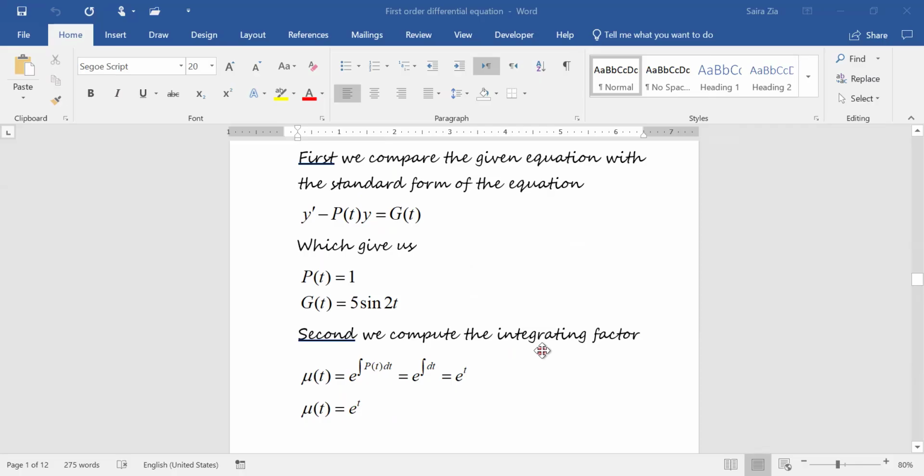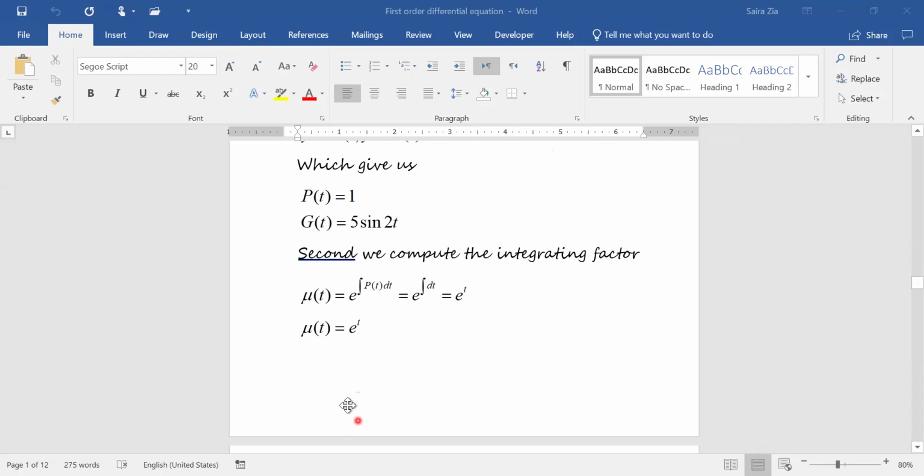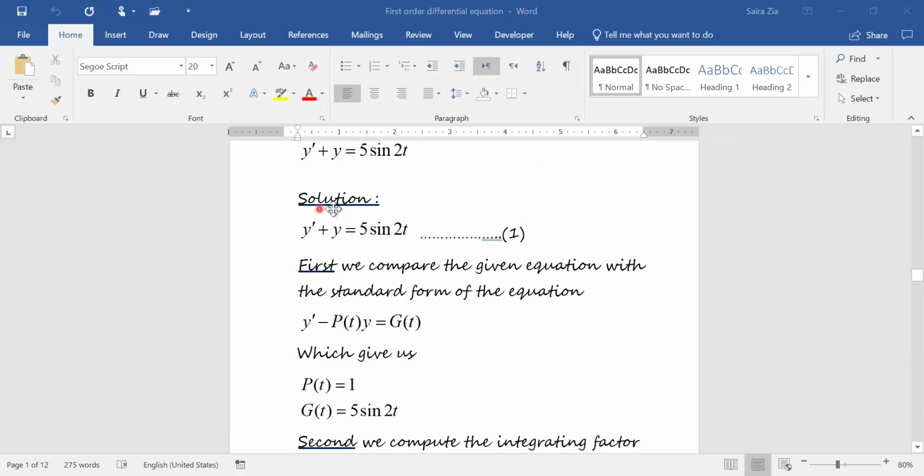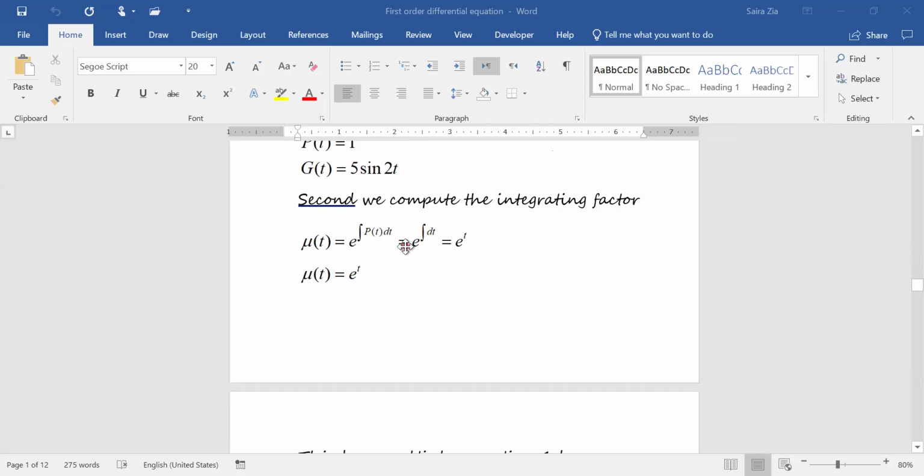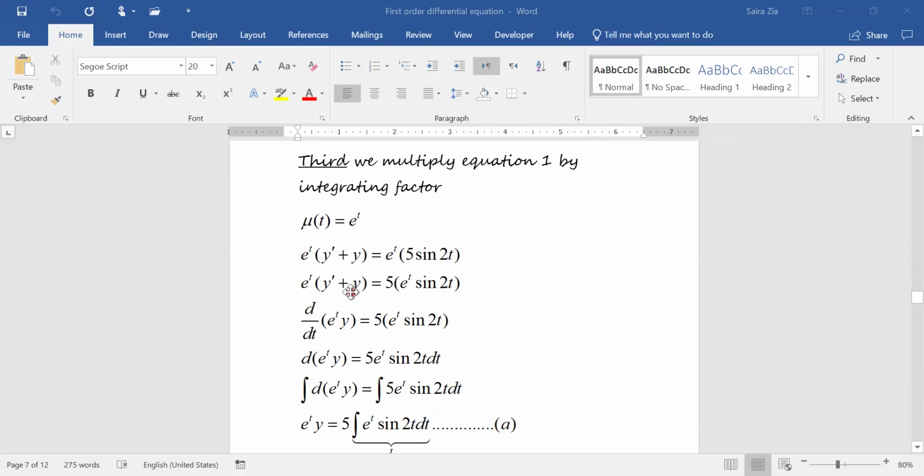Second, we are going to compute the integrating factor. The formula is e to the power of integral of p of t dt. And here p of t is just 1, so we will get the integrating factor as e power t. So we will multiply this integrating factor with each term of the given equation, and then we will simplify. After multiplying each term with the integrating factor, on the left hand side and on the right hand side, we will rearrange as d by dt.